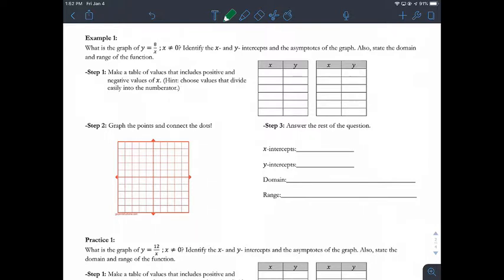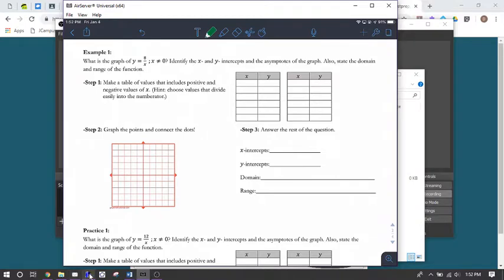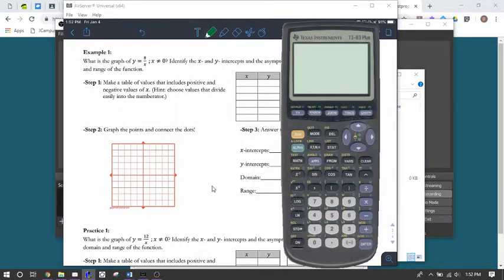So it's asking us for quite a lot of information in this one problem, and we don't want to just stop as soon as we get the first piece, which is why I've put in 3 steps here. So step one, we want to make a table of the values that includes positive and negative values of x. If we go to our calculator, and we go to our y equals, clear that out, and we put 8 divided by x, go to our table, we can pull those values directly off of here.